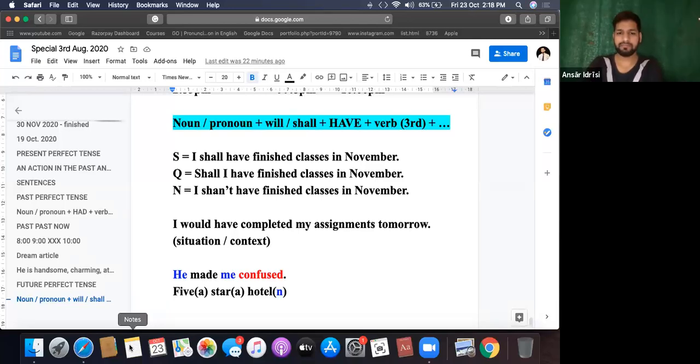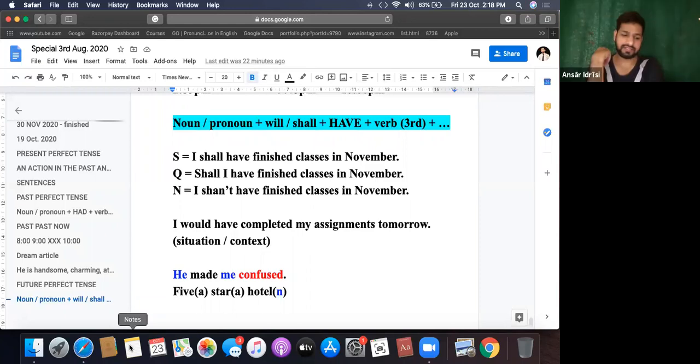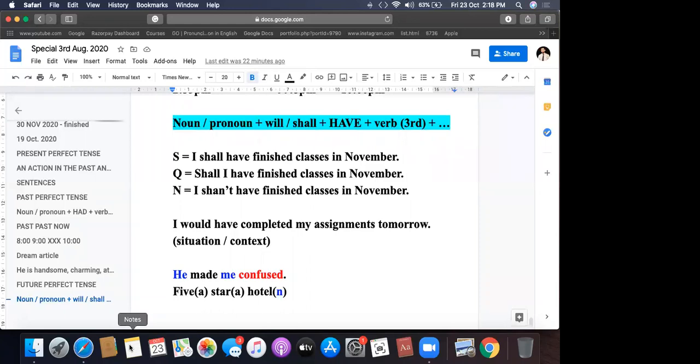Next. We shall have written the assignment. Shall we have written the assignments? We shan't have written the assignments. Very good. Next. We will have finished our dinner. Will we have finished our dinner? We won't have finished our dinner.